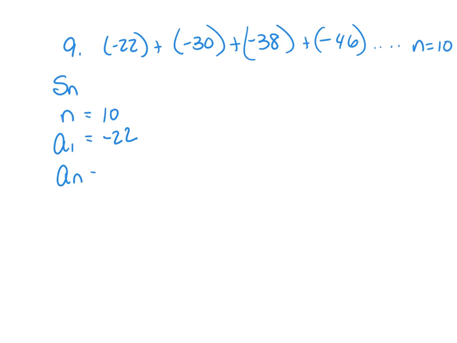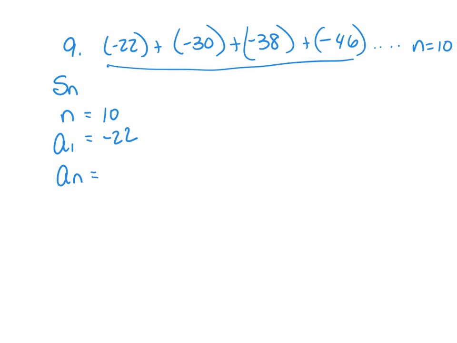And I need to find AN. And they gave me the series, but they didn't go all the way to 10. Now you can keep going to 10, but what if they ask you for the sum of the first 4,000? You're not going to be able to do that for homework. So you need to be able to use the other formula.